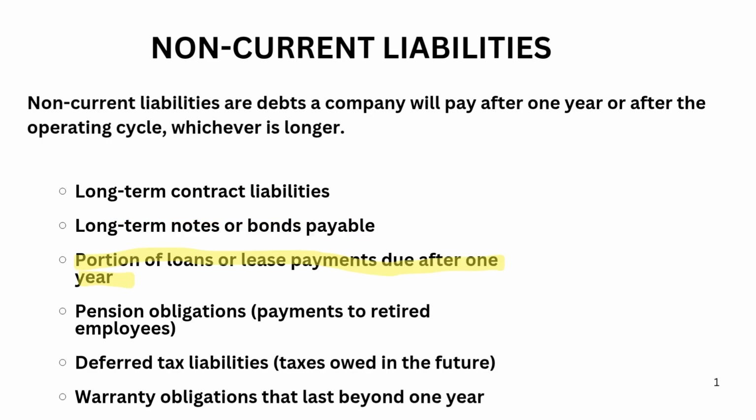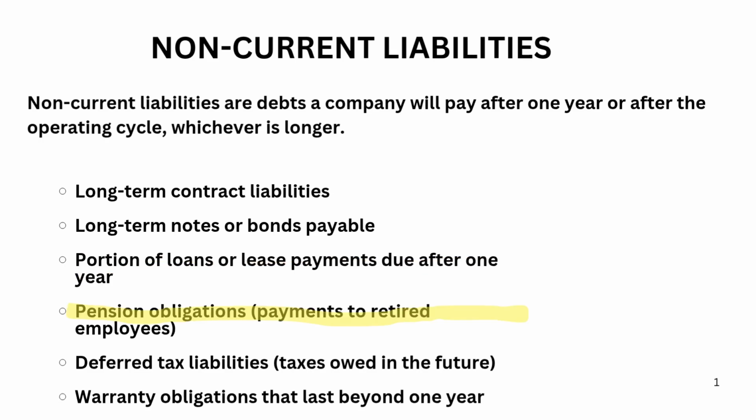3. Portion of loans or lease payments due after 1 year. Even if a loan or lease is paid in parts, only the portion due after a year is considered non-current. Example: a company has a loan of $10,000. $2,000 is due this year, current, and the remaining $8,000 due later is a non-current liability.